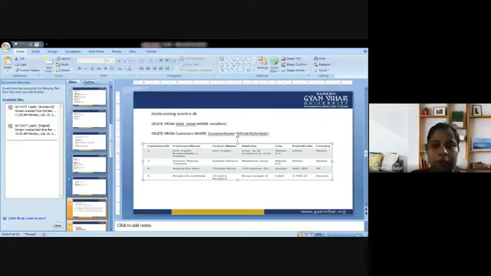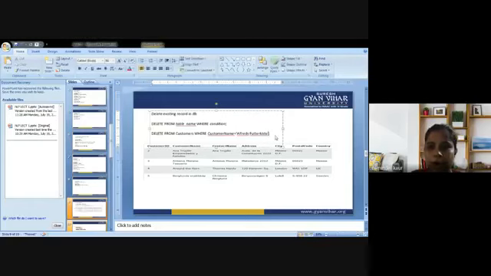Now, if we want to remove all the records from the customer table, what would be the query for the same? Have a look at how we proceed with that query. Delete from customers. All the records will be deleted.